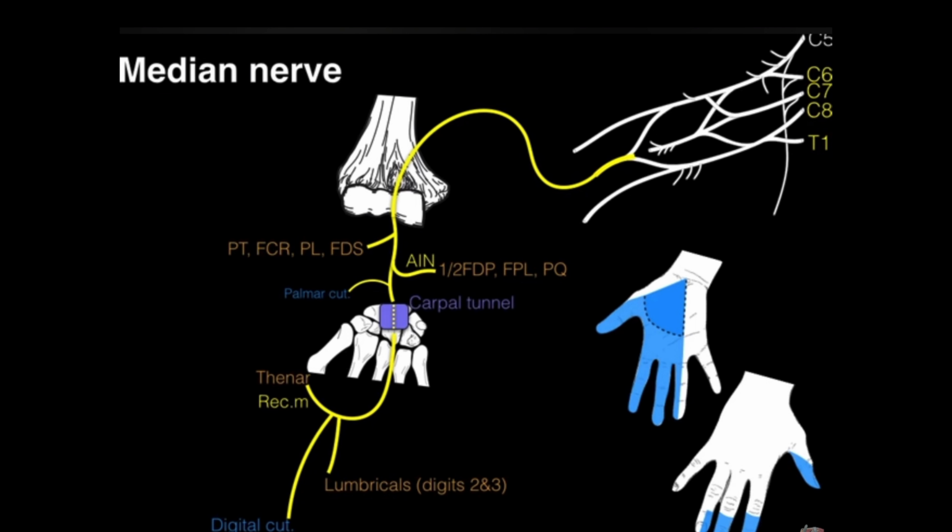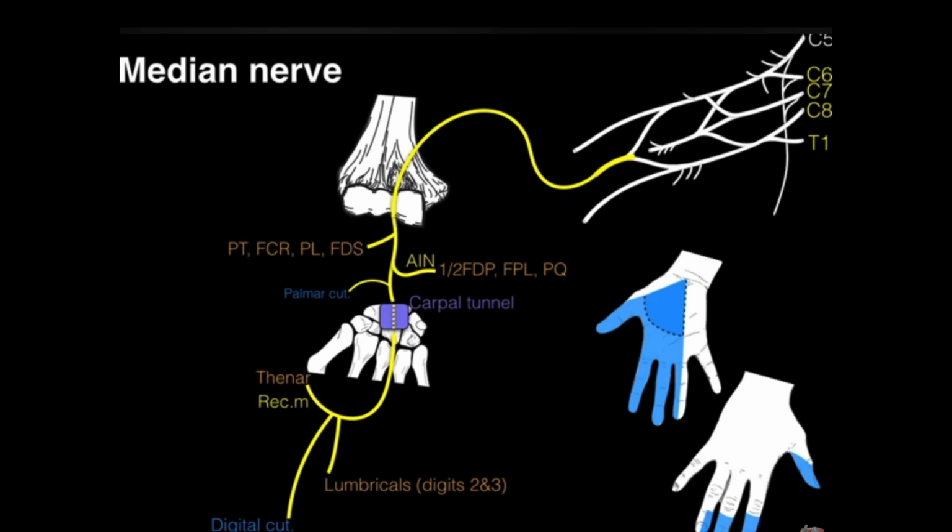Median nerve is largely responsible for providing nerve supply to almost all the muscles in the front of the forearm, and some muscles lie in the superficial plane, some lie in the deeper plane. Almost all of these muscles are supplied by the median nerve. So let's talk about them one by one. In the superficial plane, median nerve provides muscular supply to the pronator teres muscle, flexor carpi radialis muscle, palmaris longus muscle, and flexor digitorum superficialis muscle.